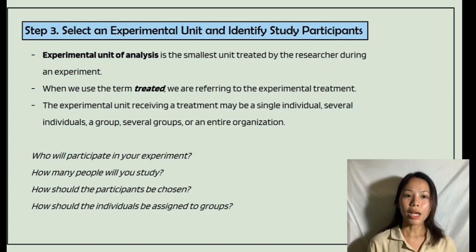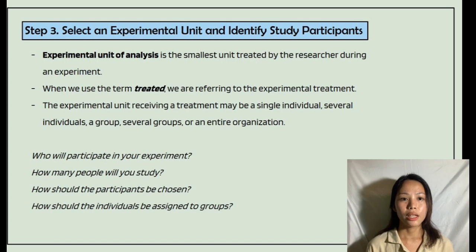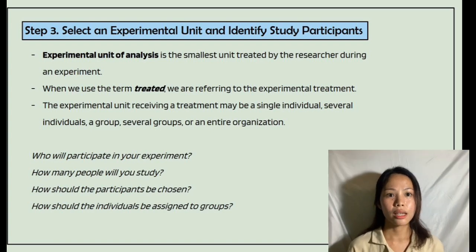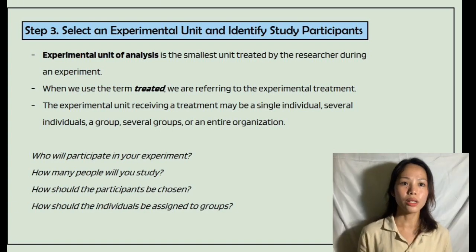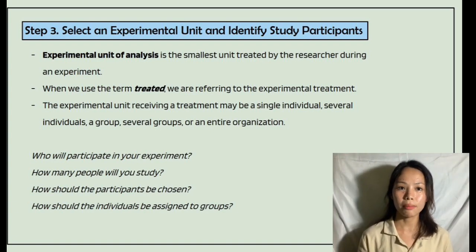So for example, in a clinical trial testing the effectiveness of a new medication, the experimental unit may be the individual patient. And the appropriate experimental unit is crucial for ensuring the validity and interpretability of the study results. When we use the term treated, we are referring to the experimental treatment.